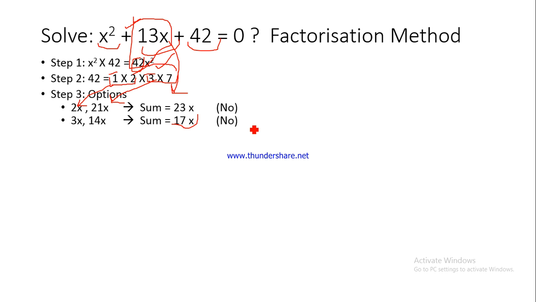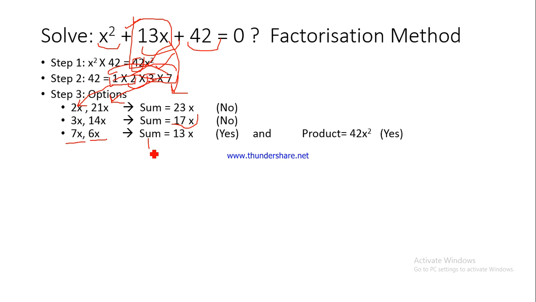So this option is not acceptable. Then we've got another option. What I do is, I multiply 1 with this 7 and 3 with this 2. So I get 7 and I get 6. 1 into 7, and 2 into 3. So I've got 7 and 6.